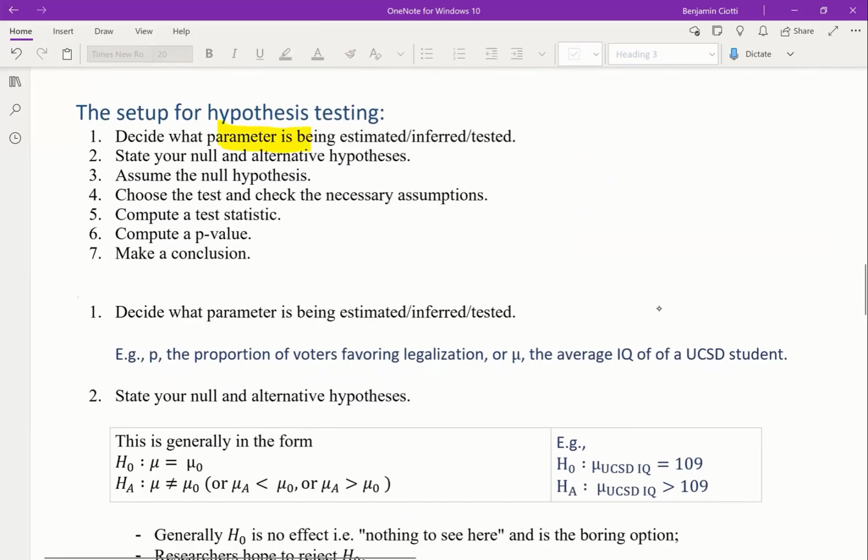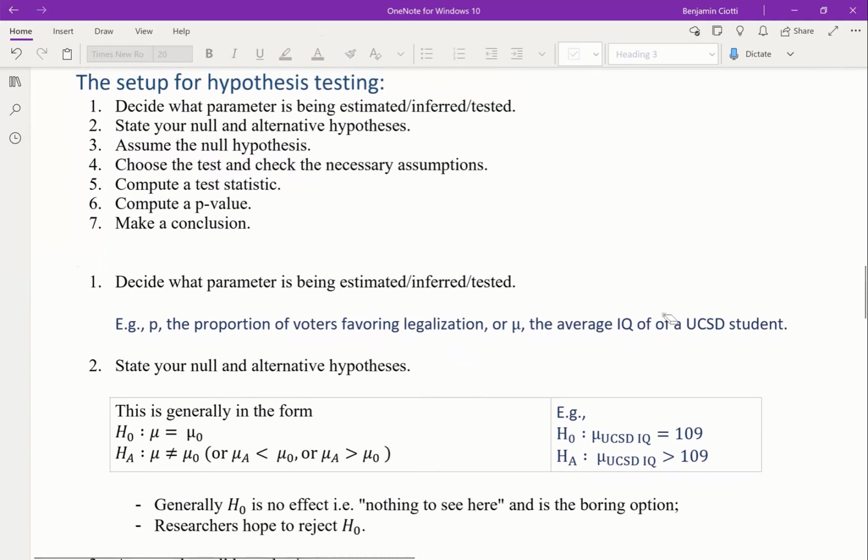First, you decide what parameter is trying to be estimated or inferred or tested against. Then you state your null and your alternative hypotheses. In order to proceed, you assume the null hypothesis, then you check the test and the assumptions, compute a statistic, a p-value, and draw a conclusion. Now let me explain each of these steps in more detail. The first step was to decide what's being estimated.